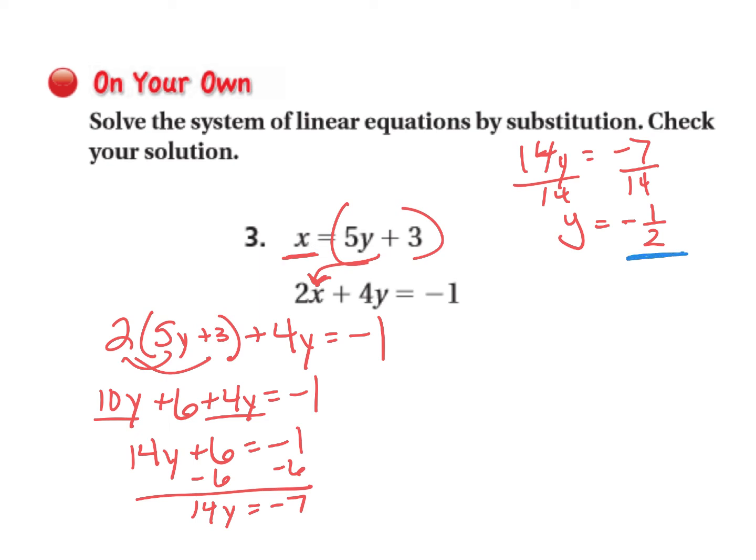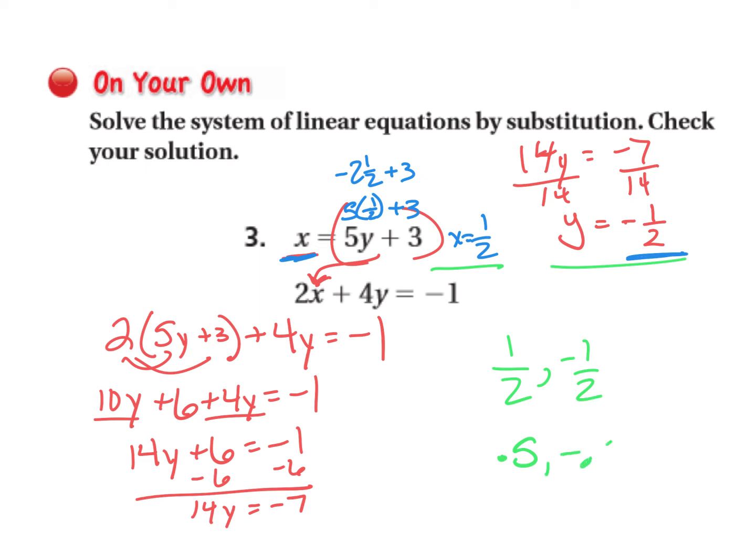So now we're going to substitute this in, so we're going to solve for x. So 5 times negative 1/2 plus 3. So let's see, that gives us negative 2.5 plus 3, which brings us out of the whole by half. So x equals 1/2. So our solution, x is 1/2, or if you did decimals, that's fine too. And y is negative 1/2, or negative 5/10. Either one of these would be correct answers.